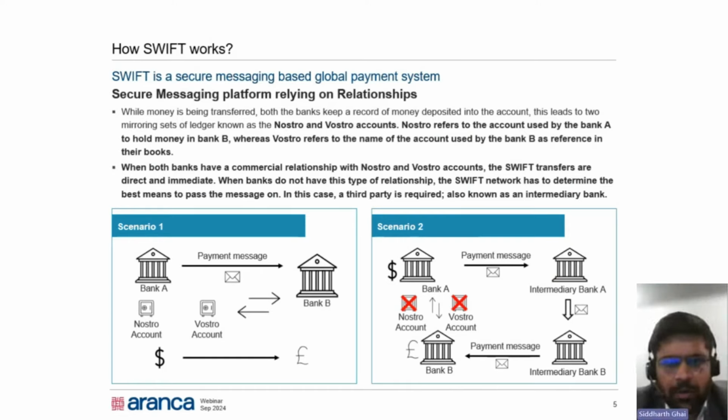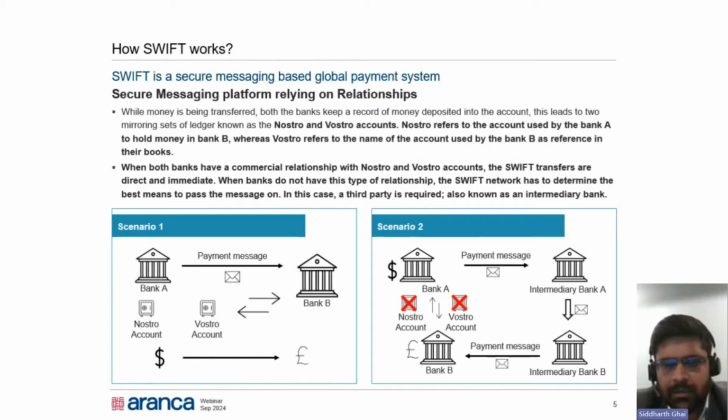So when we talk about the relationship in a secure messaging platform, these are the two accounts that are there for any transaction to happen. When a person has to send money, for example, from India to Singapore, there is a SWIFT message that is generated by its corresponding bank in India, and that message has to transmit to Bank B, that is in Singapore. When Bank A in India has a relationship with Bank B directly, there is a direct message flow, and the transaction happens through these Nostro accounts.